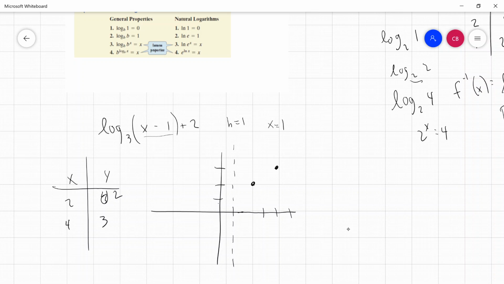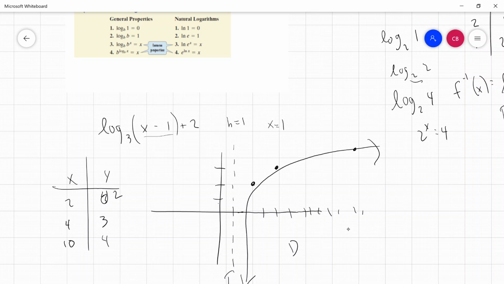And then obviously the next one I need to get is 9. So if I want 9, that would be 10. And 10 minus 1 is 9, so that's 2 plus 2, that's 4. So at 10, all the way over here, it is 4. And so your graph looks something more like that. It's the same shape and everything. It's just, notice, shifted over.